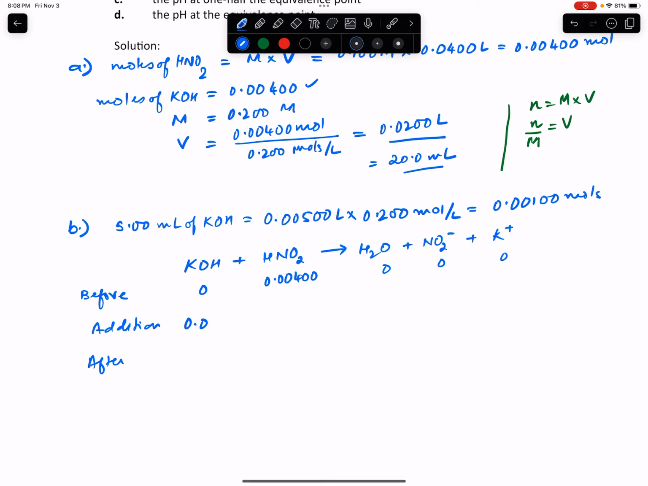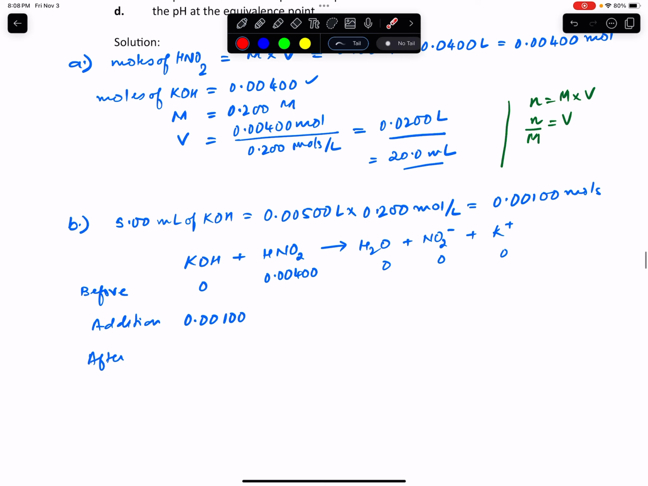So that's 0.00100 moles. And what happened after was the 0.0010 moles got consumed because all of this reacted with all of that. So after, we had 0 out here, but because all of this reacted with all of that, it neutralized the same amount of acid, and therefore what we have left is 0.00300 moles.